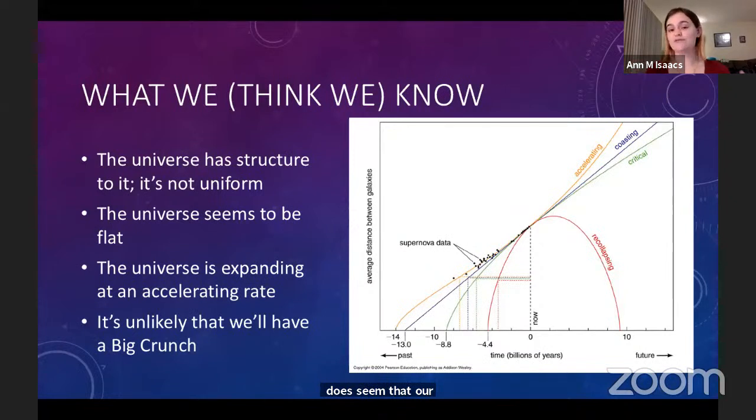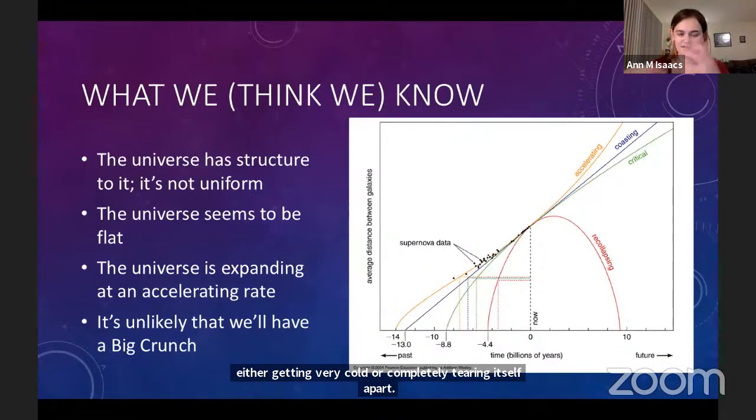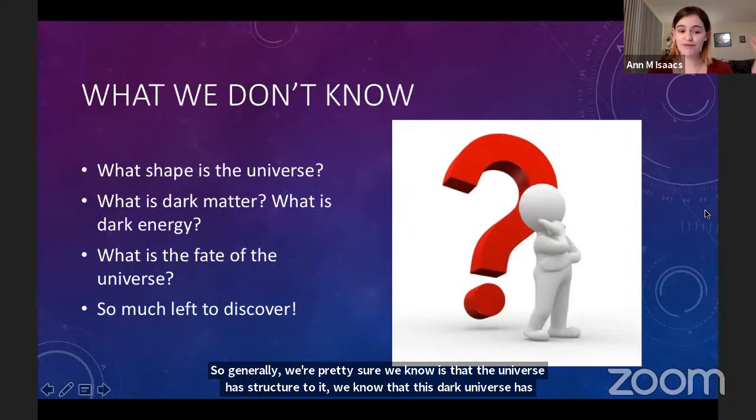We know that the universe has structure to it. It's not a flat, uniform space of stars and galaxies. It actually, because of very early, just tiny little differences in density, we end up with these clumps of galaxies and voids and all this cool stuff. We think the universe is flat. Not so sure about that one, but we think that's what's going on. And we're pretty sure that the universe is expanding at an accelerating rate. But as for what's happening next, all we can say is that we're pretty sure it's not going to be a Big Crunch.